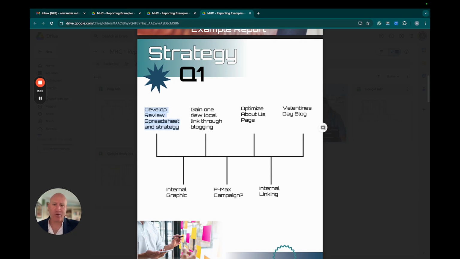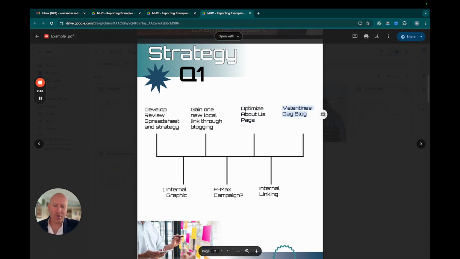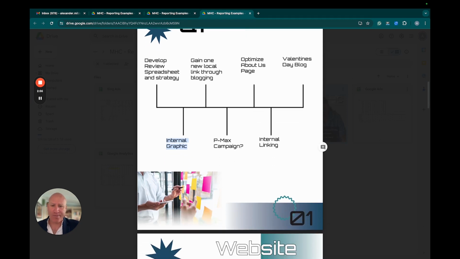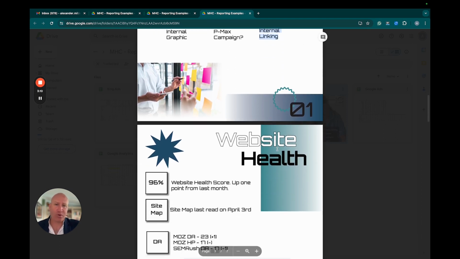Want to make sure you get great reviews. Gain one new local link through blogging, so trying to get those local links back to your site. Optimize the About Us page on the website. Write a Valentine's Day blog. Create an internal graphic, so that could be just like a call to action. Maybe you happen to be a restaurant, maybe it's a special. If you're a mechanic, maybe it's 10% off an oil change or whatever. Create a PMAX campaign. This is a Google Ads campaign, and then internal linking. So again, these are just example bits of strategy that we would perhaps include in a report. But again, we work with our clients to create the strategy.